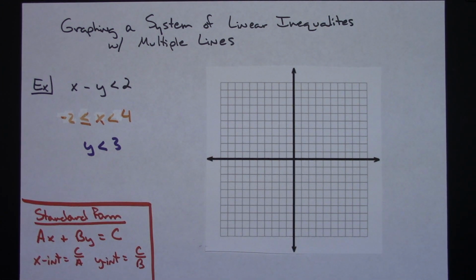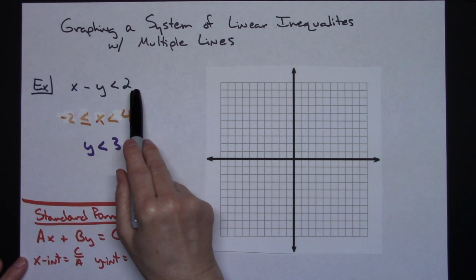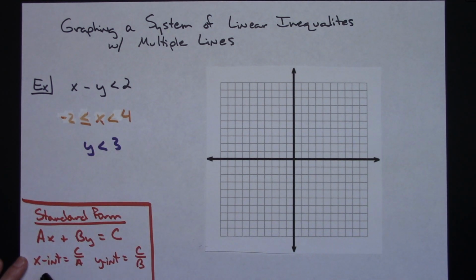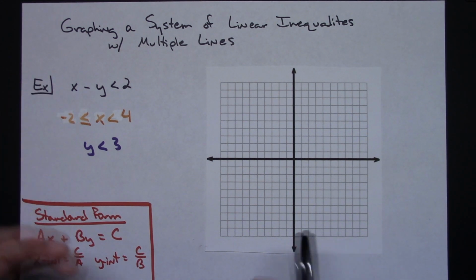I wrote it with an equation as opposed to the inequality. But when it's in this form, as in the first one here, I know that my x-intercept can be found by taking c over a. So c divided by a really quickly gives me the x-intercept. The y-intercept, if I take c divided by b, then that gives me the y-intercept really quickly.